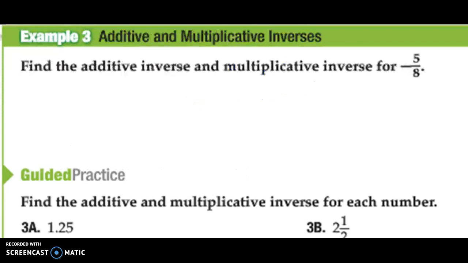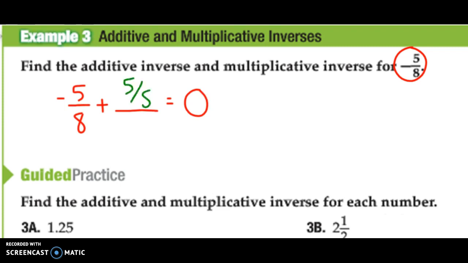Example 3, multiplicative and additive inverses. Find the additive and multiplicative inverse for negative 5/8. So, negative 5/8 plus what number is going to equal 0? Well, the answer there would be a positive 5/8. So that's my additive inverse right here.